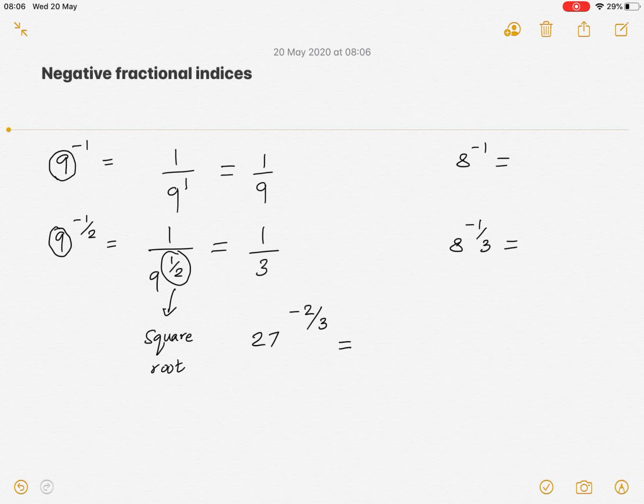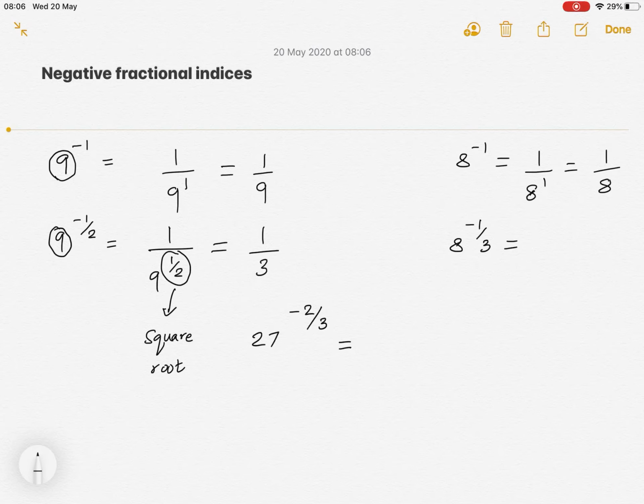Okay, let's look at the next example, 8 to the power of minus 1. So negative power, so we reciprocal it, so it becomes 1 over 8, and the power of minus 1 becomes a positive 1. Any number to the power of 1 will be the number itself, so it's 1 over 8.